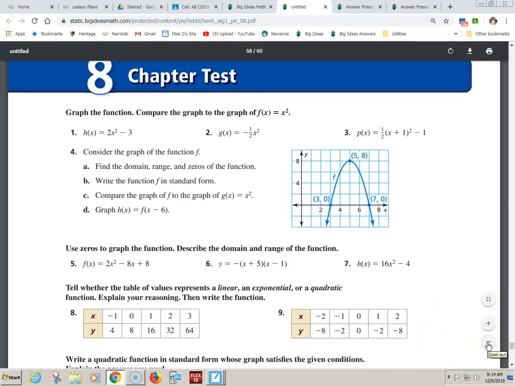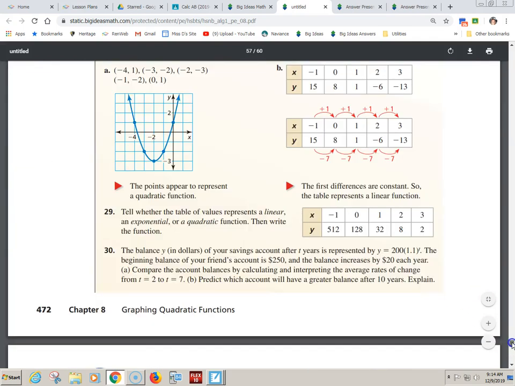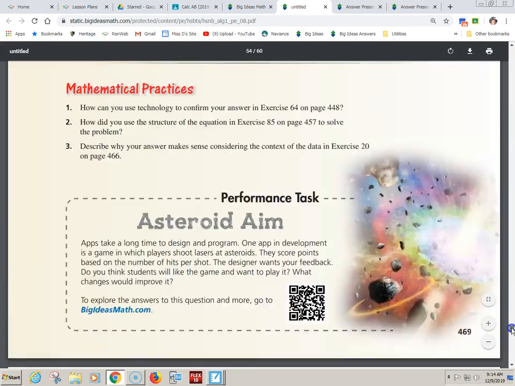All right, guys. Actually, I can scroll this down just a little bit so we can see it a little bit better. Wait, page 470. Sorry, wrong page.